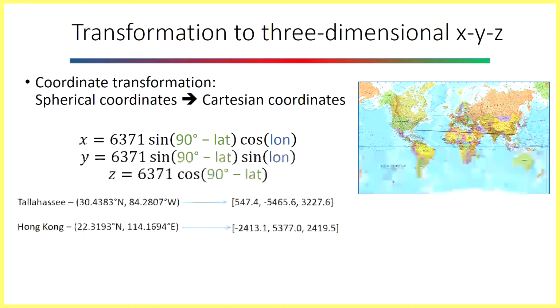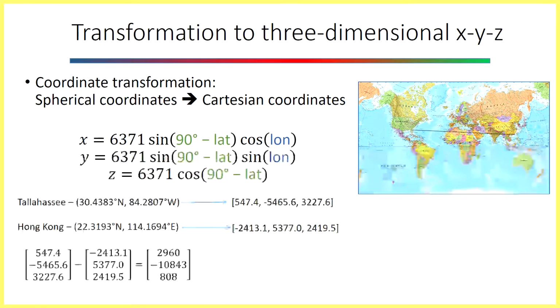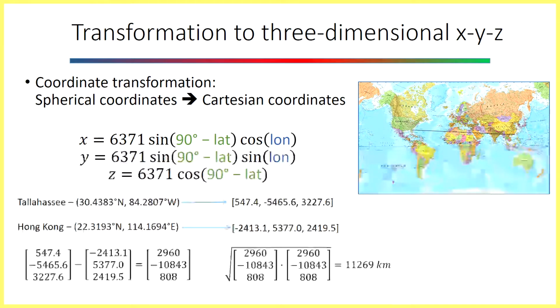Alright, the coordinates of Hong Kong are 22.3193 degrees north and 114.1694 degrees east. If we plug that into our XYZ equations, we get negative 2413.1, 5377.0, 2419.5. If we calculate the vector between Tallahassee and Hong Kong, we get 2960, negative 10.843, and 808. When we compute the square root of the dot product of this vector times itself, we get 11,269 kilometers. Okay, that's our distance between Tallahassee and Hong Kong.